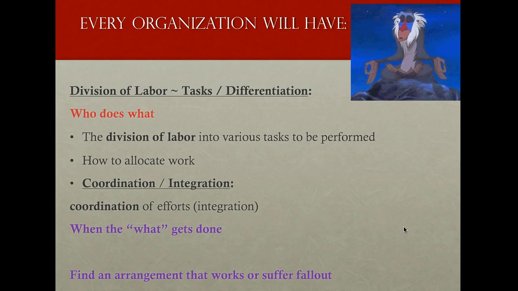If you think of even a family as the most simple organization, we have to find an arrangement that works. If we have one bathroom and five people, and what gets done is showers in the morning, then how do you decide who goes first or who needs more time than another? That is an example of differentiation and integration: who does what, and what gets done. And we do this all the time in our family systems.